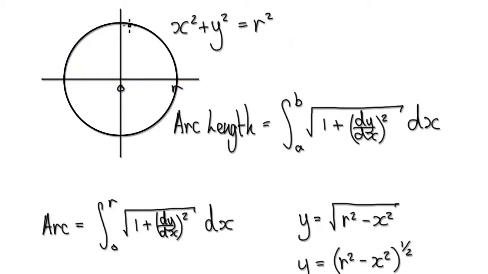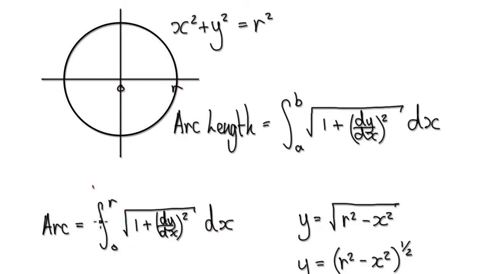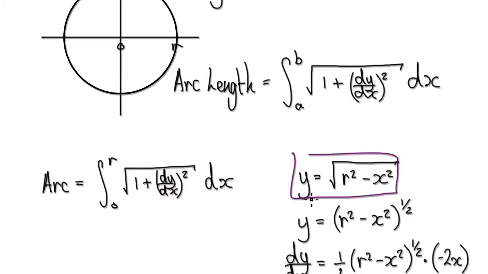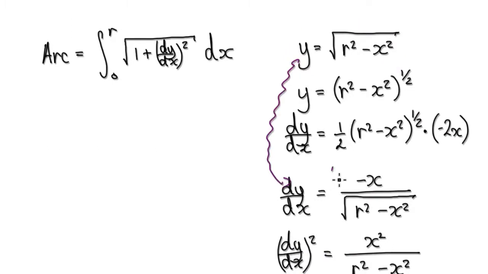So we're summing up all the lengths here, from 0 to r, in the x direction, in the dx direction. So looking at this formula here, we would need to extract dy by dx. So this is y here. We need to work out dy by dx. So differentiate it. That will then give you this thing here.